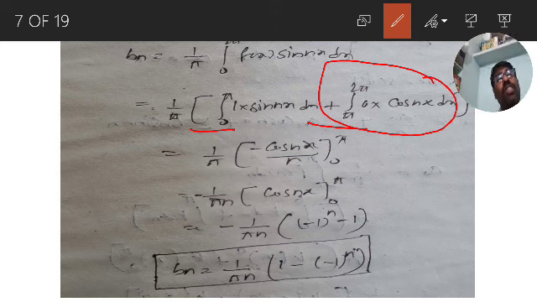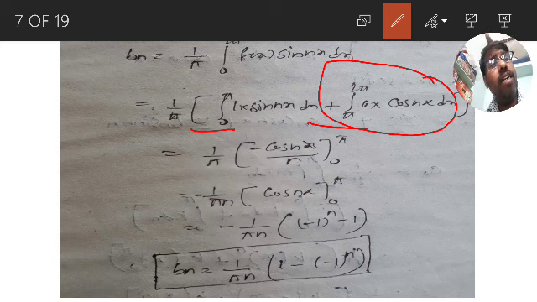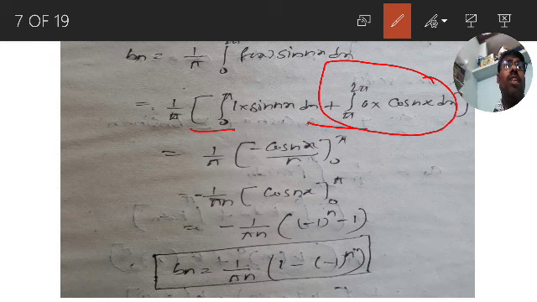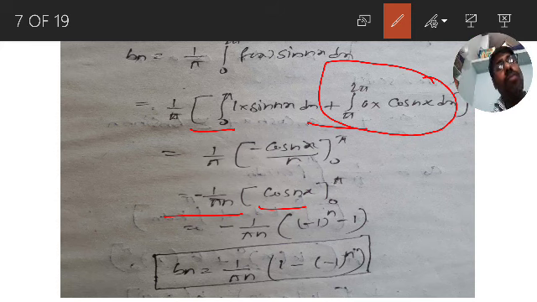Now coming to the first integral, integration 0 to pi, 1 into sin nx. Sin ax integration is minus cos ax by a. Here sin nx integration is minus cos nx by n from 0 to pi. So minus 1 by n, the constant outside, so minus 1 by pi n times cos nx from 0 to pi, upper limit minus lower limit.